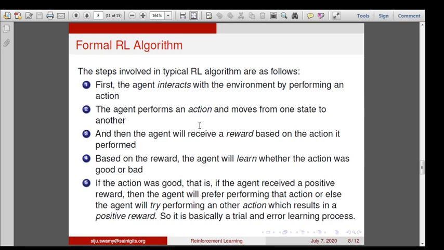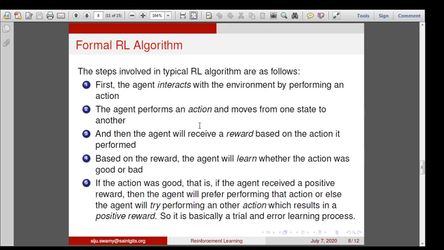If the action was good, that is, if the agent receives a positive reward, then the agent will prefer performing the action. That means strengthening that particular action, or else the agent will try performing another action which results in a positive reward. Anyway, this agent is trying to exploit its opportunity. If there is a possibility for a positive reward, then the agent will choose that. Mathematically, we need the maximum value. So it's a maximization problem, maximizing the return.